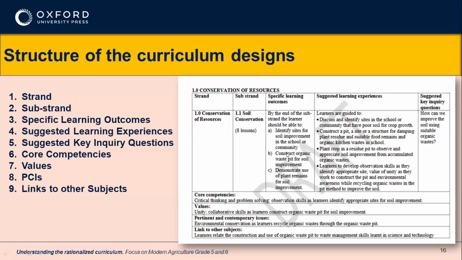From there, we have the core competences. I think I've explained the core competences and the values. Of course, we have the PCIs. These are the pertinent and contemporary issues. We used to call them emerging issues, like scarcity of water, drought, and many other things. In this case, we're talking about recycling organic waste. That's an emerging issue, so that we conserve the environment, keep it clean and neat, and use the waste that we have to improve the soil structure and soil fertility, making it more productive.